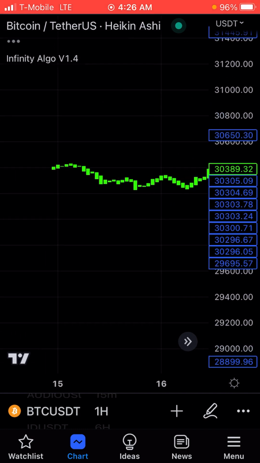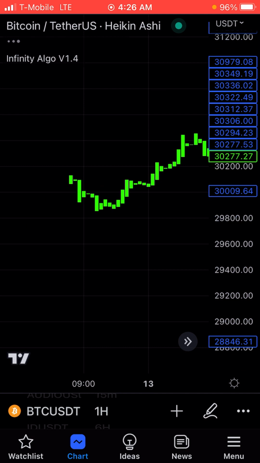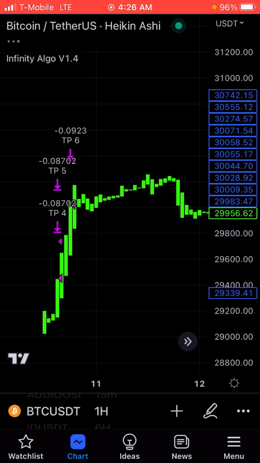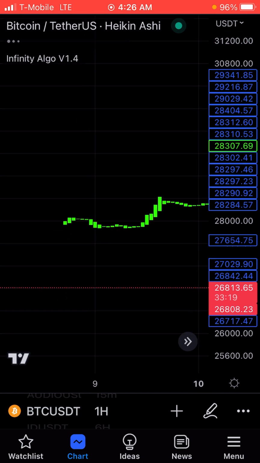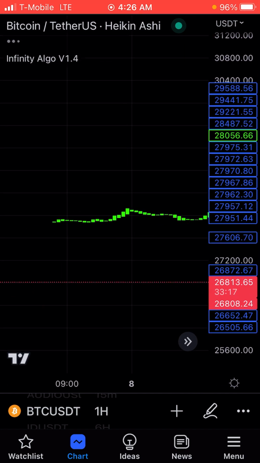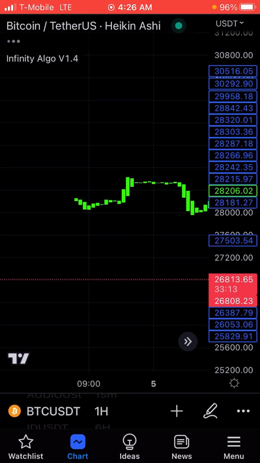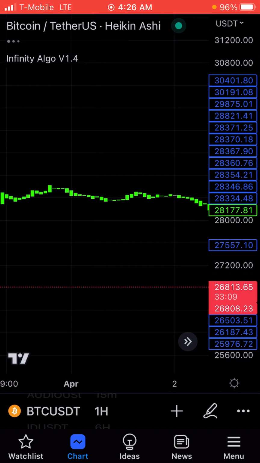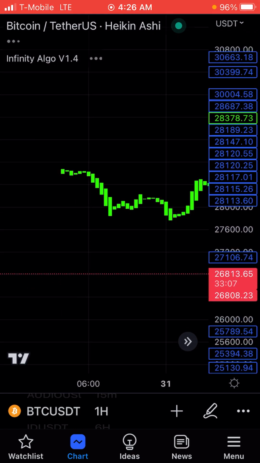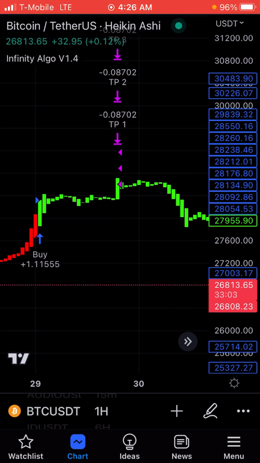So let's just look at a couple scenarios, see if it's pretty accurate here. Let's find another moment. So these are take profit zones. Let's look at the buy. There should be a buy signal here pretty soon. Wherever it is, another take profit zone. Here's our buy zone.